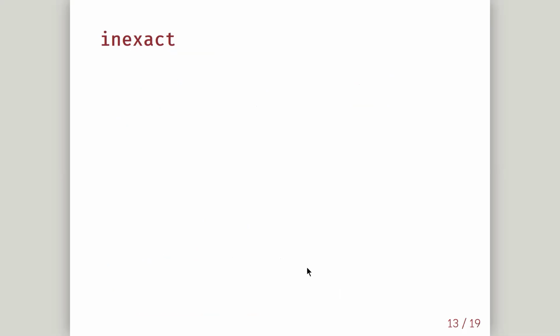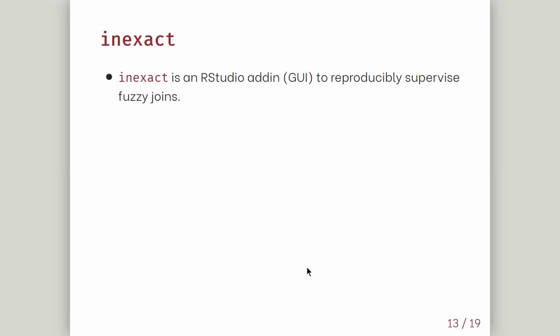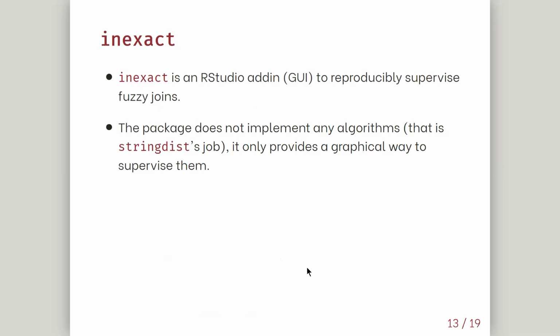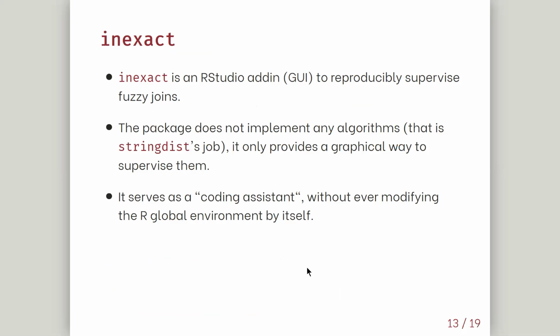Faced with this problem basically every week, working with observational data, I came up with this little R package called Inixa, which is an RStudio add-in that is a graphical user interface that aims to help you do this supervision reproducibly. The package does not implement any algorithms that do this string job. I'm not touching that. It only provides a graphical way to supervise them, to review them, to revise them. And it serves as a coding assistant without ever modifying the R global environment by itself.